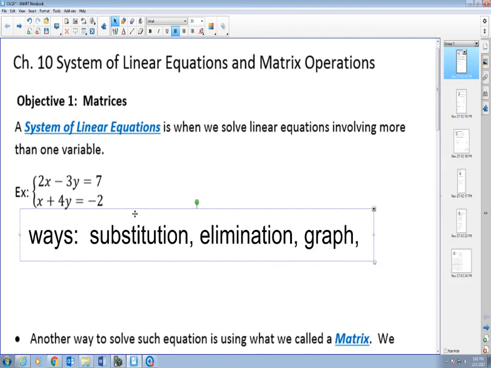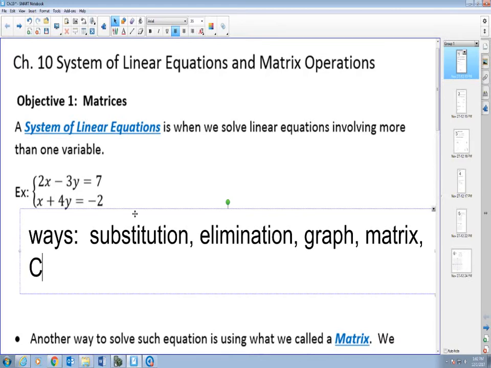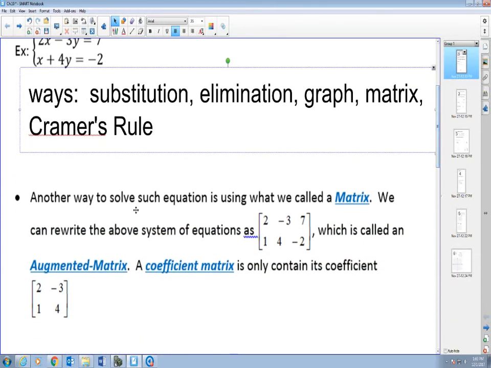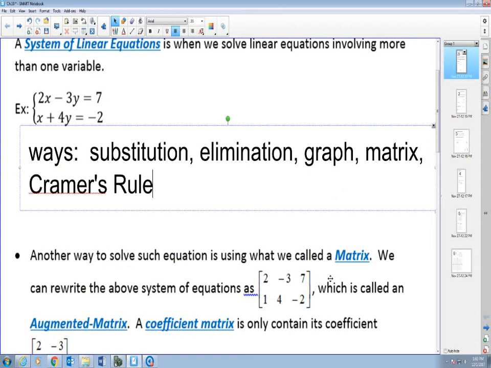There are actually other ways to go about solving systems of linear equations. One of them is using matrices, and another way is also using matrices but with something called Cramer's rule. I'm not going to go through Cramer's rule in detail. Instead, what we're going to do is use our matrices to help us solve the system of linear equations. So another way to solve the equations above is called the matrix method.